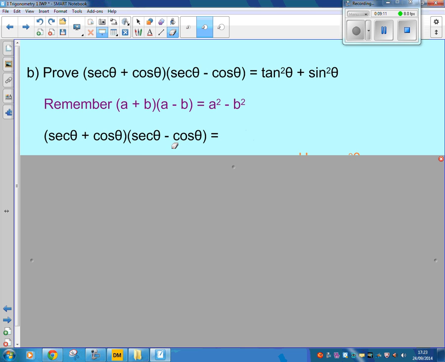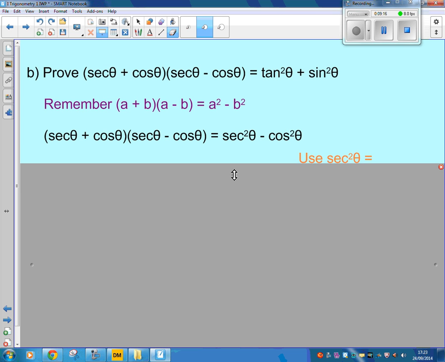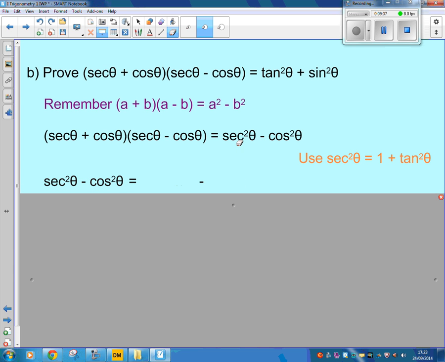So this multiplies to sec squared minus cos squared. Then we don't want any sec squareds over here. We, for that matter, don't want the cos squared. But let's get rid of the harder part, the sec squared, first. You should know the identity that sec squared is 1 plus tan squared. That's good because tan squared is one of the things we need. So we replace the sec squared by 1 plus tan squared. So you get now 1 plus tan squared minus cos squared. The sec squared is turned into 1 plus tan squared.